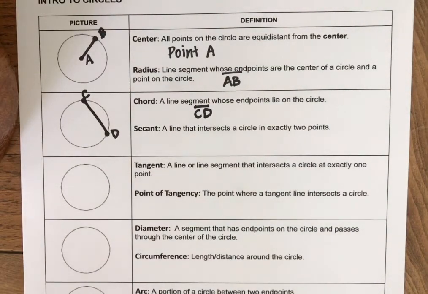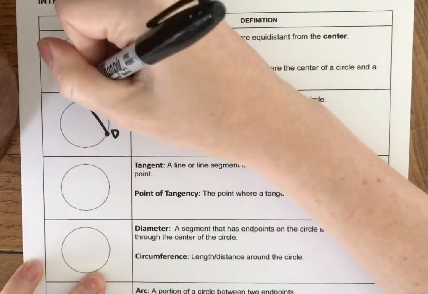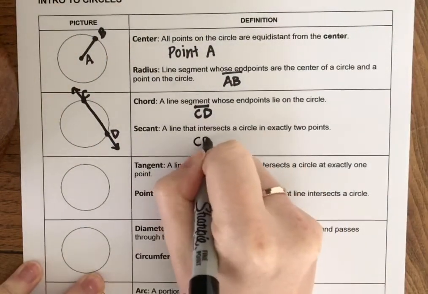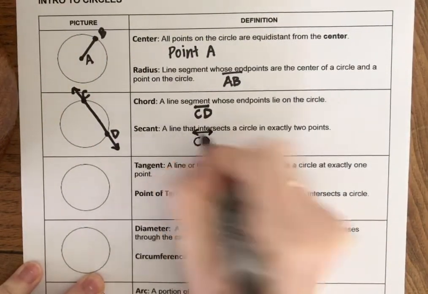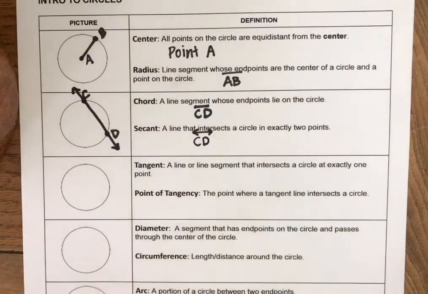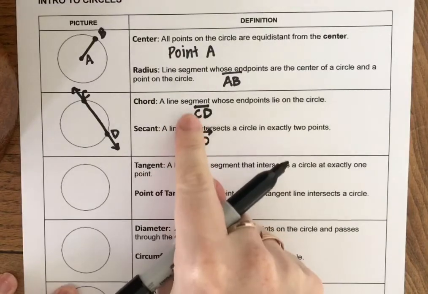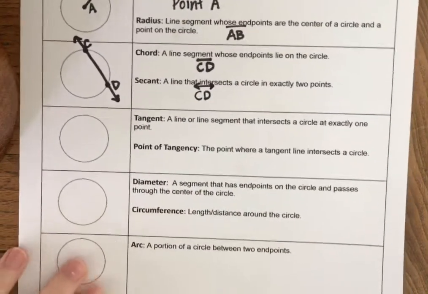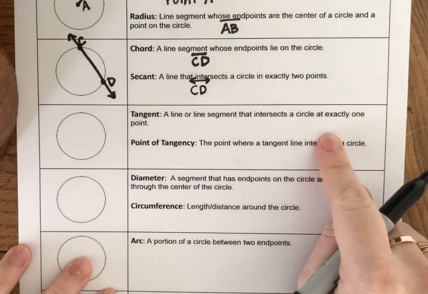All right, now a secant is very similar to a chord, but it is a line that intersects the circle. So let's say I extended this into a line, it would be the actual line that went between those 2 points. So we do include the arrows on the top of that. So that's the only difference. Chord is the line segment, secant is the actual line.